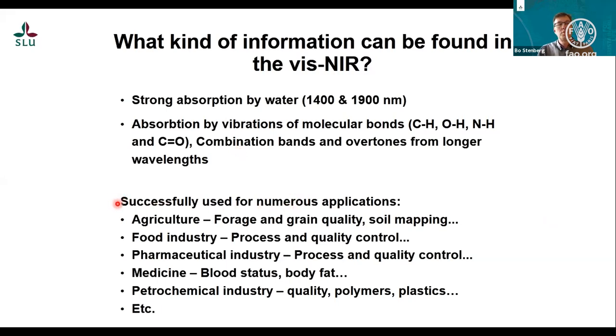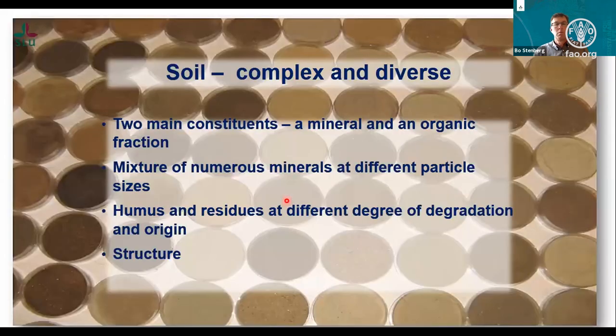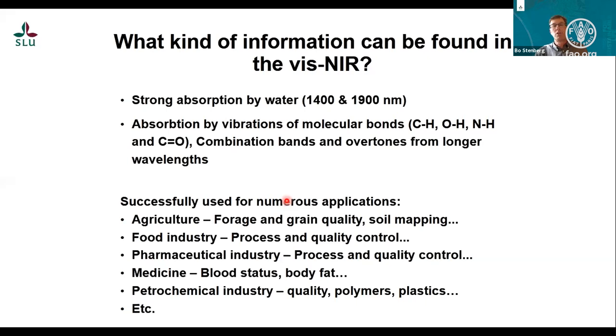But it is still used for several different things in agriculture, forage and grain quality. And I think that is where it all started, actually. The pioneers, for example, Carl Norris, Phil Williams, and John Shenk, who are regarded as the pioneers of near-infrared spectroscopy development during the 60s and 70s. They all worked with forages and grain quality, not with soil, but still in the agriculture arena. But also in the food industry for process control and quality control, pharmaceutical industry, medicine a little bit, petrochemical industry, and everywhere where we have organic materials, you can be sure to at least somewhere find near-infrared spectroscopy in use.